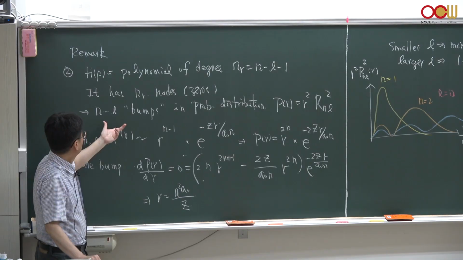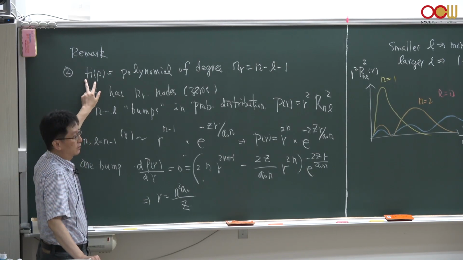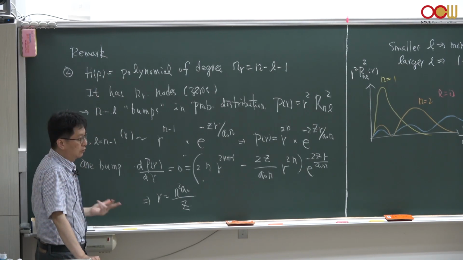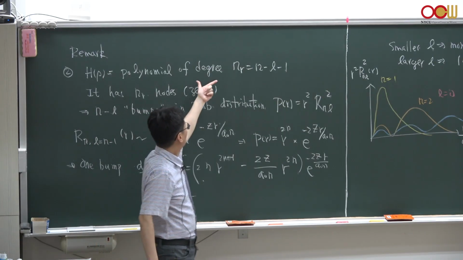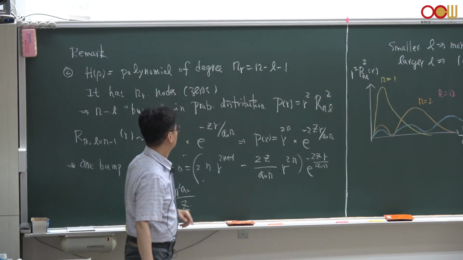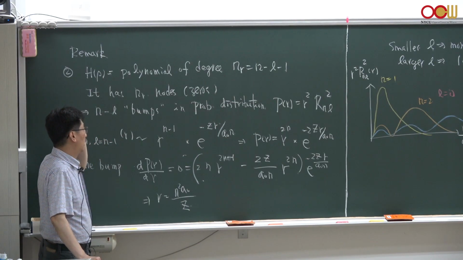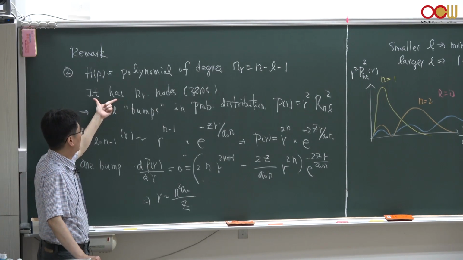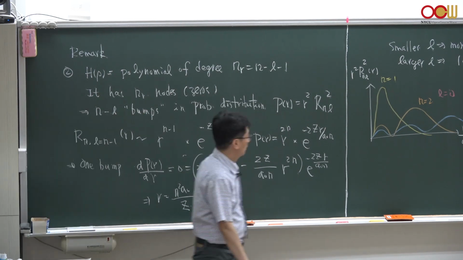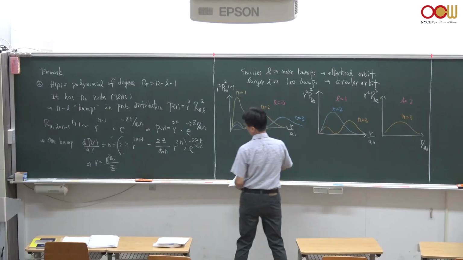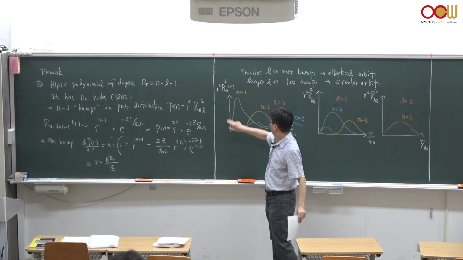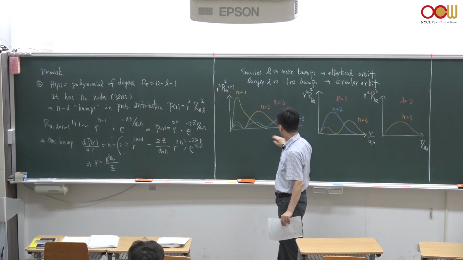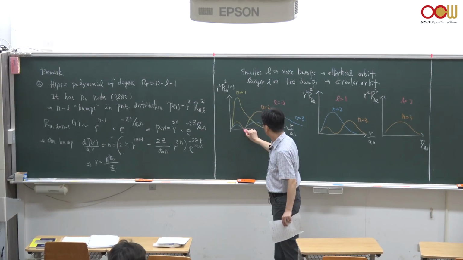So for example, in general, we know that this H function is a polynomial of degree nr, where nr is given by n minus l minus 1. It in general has nr nodes or zeros. So when this capital R vanishes as a function of r, we call these zeros or nodes.